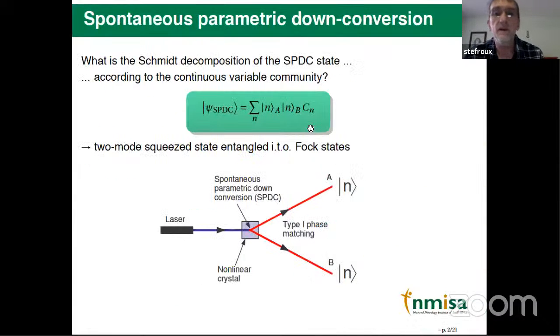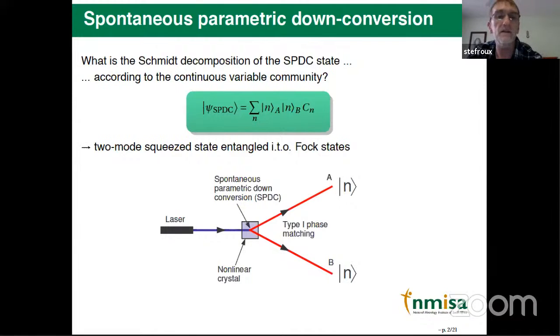Spontaneous parametric down conversion is a process where you use a pump beam to illuminate a nonlinear crystal, and then some of the photons will be converted into a pair of photons that we call the signal and the idler. Now one may wonder, what is the nature of the quantum state that is produced, and in particular, what would be the Schmidt decomposition of such a state? Now you can address this to different communities.